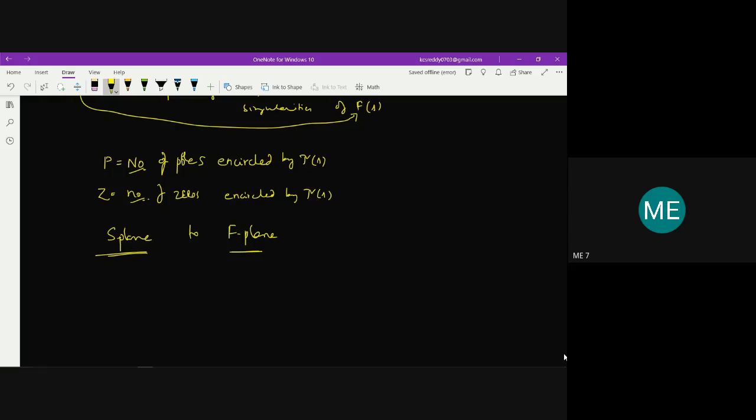Here, P and Z are nothing but the number of poles and the number of zeros encircled by the tau of s path. But here we are interested in how the F-plane is going to be drawn from the S-plane, how we are going to map it. So we are going to explain this with an example.